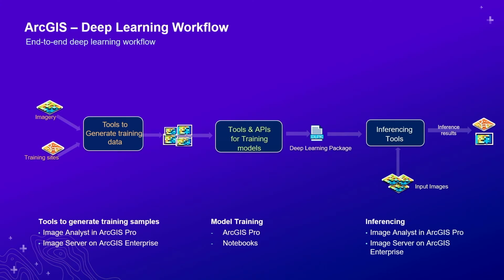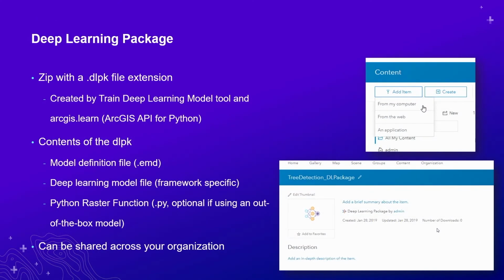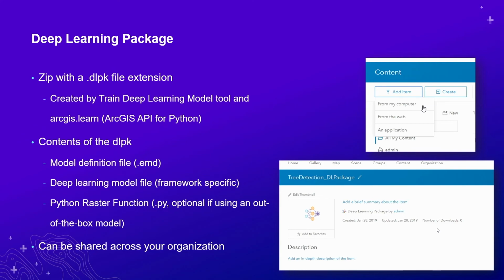So what is a deep learning package? A deep learning package, or a DLPK, is essentially just a zip file that's automatically created by the training tools. It contains the model definition files, the trained model, and optionally it creates a custom Python raster function for inferencing. The custom Python raster function is needed if it's a function that's not natively supported within ArcGIS. The DLPK can be shared across the organization, enabling users to easily reuse the model for running inferencing on their imagery.